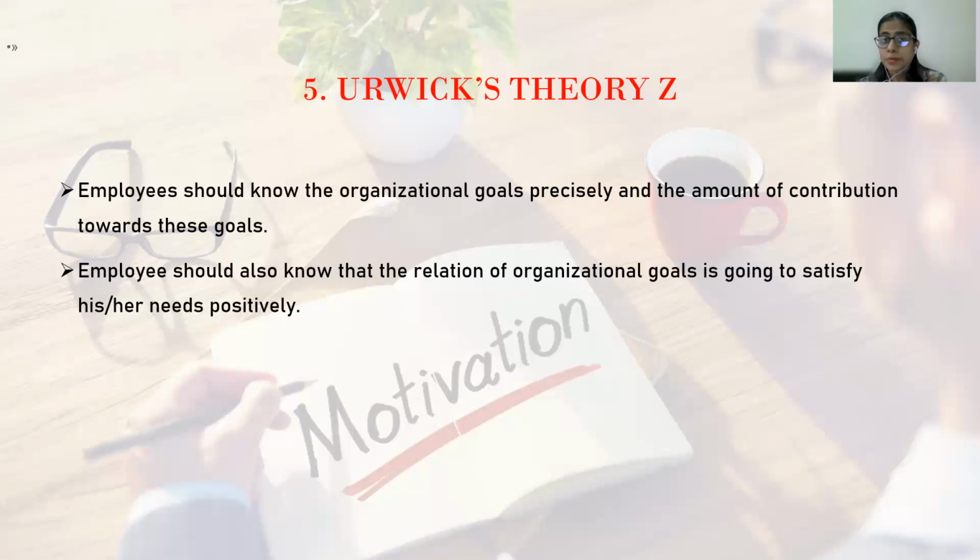So when people want to grow, when people see that by working for these goals it is also satisfying their own personal need in a positive way, they are going to work with efficiency. So basically, Arvix Theory Z focuses on aligning the individual need positively with the goals of the organization, so that it can get the benefit from the organization. It can make the people work effectively and efficiently, increasing the productivity and efficiency towards the goals of the organization.